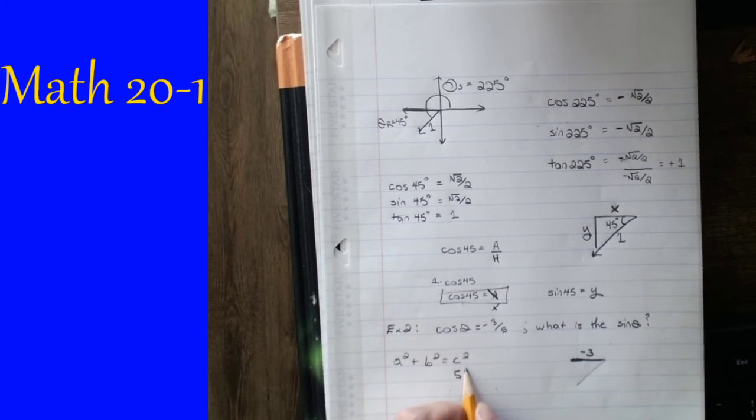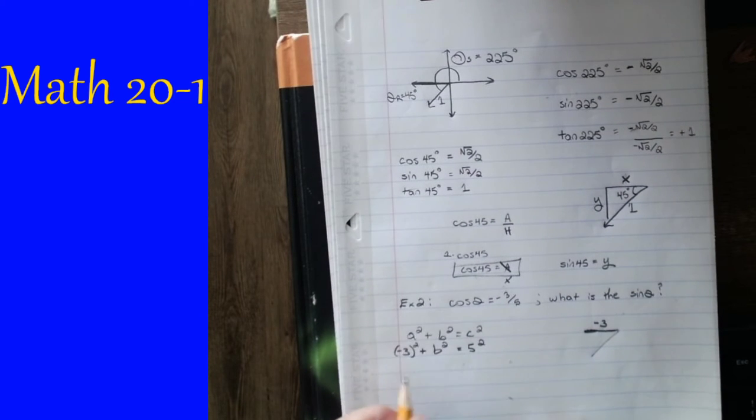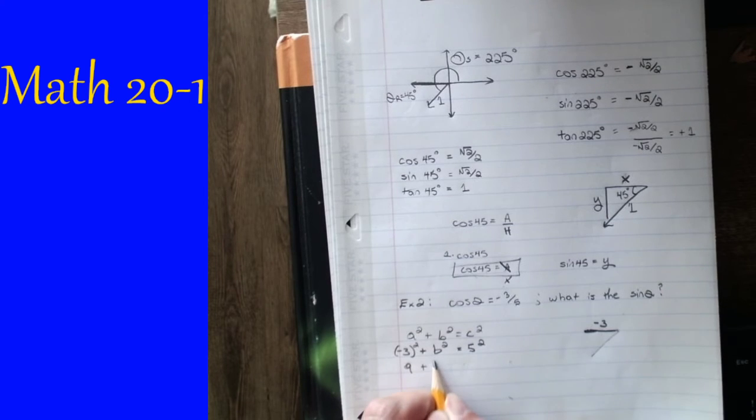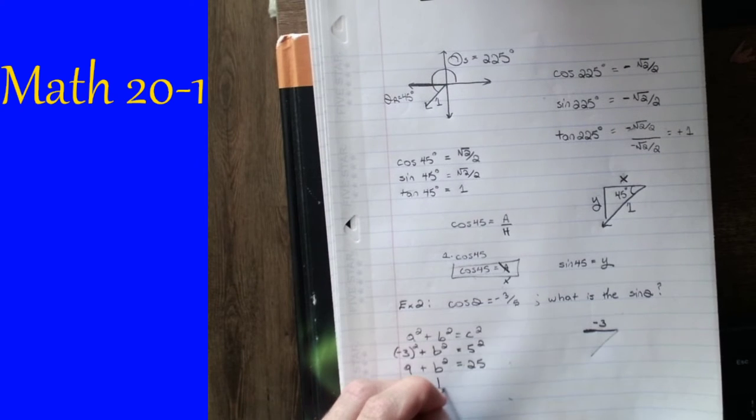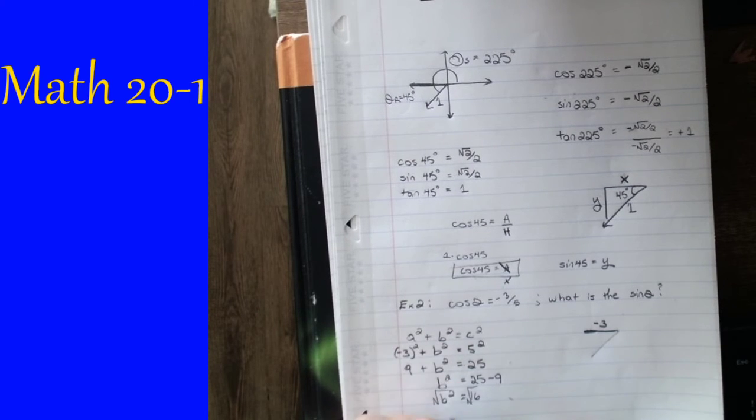So I know that this is 5 squared, and we'll say b squared is what I'm solving for, plus negative 3 squared. Negative 3 squared is 9, plus b squared is equal to 25. 25 minus 9, so b squared is 16. If I square root the b squared, you get the square root of 16, which is 4.